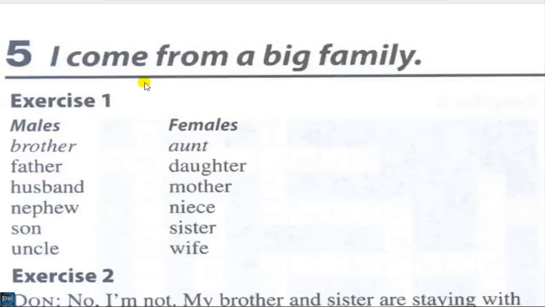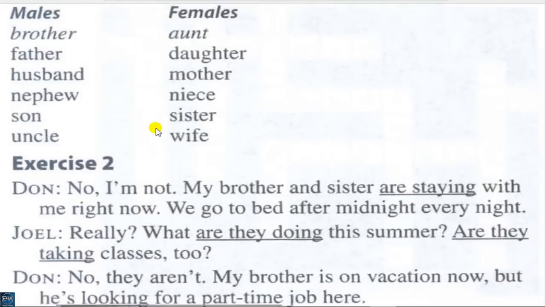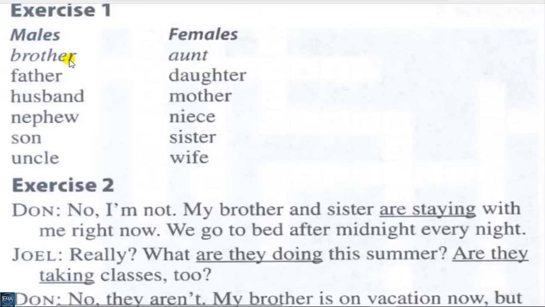Unit 5. I come from a big family. Exercise 1. Males: brother, father, husband, nephew, son, uncle. Females: aunt, daughter, mother, niece, sister, wife.